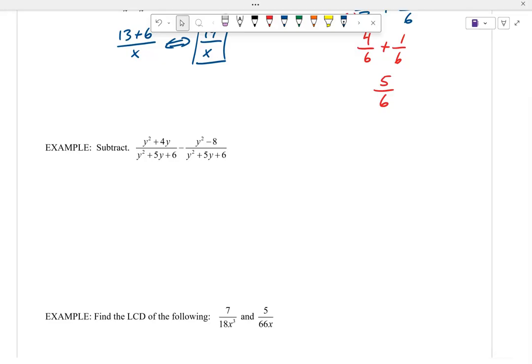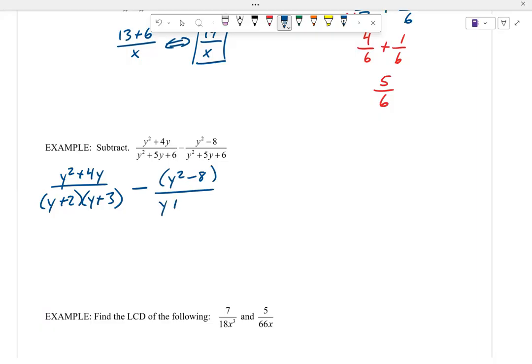So what you're going to do is I would go ahead and you may have to factor it, right, to see if you do. Like this one, we've got a y plus 2 and a y plus 3. And over here it looks like, okay, they do. It's a y plus 2 and a y plus 3. So they have a common denominator. I'm happy about that. It's y squared plus 5y plus 6, or y plus 2, y plus 3. So we can go ahead and put it all over y plus 2, y plus 3.